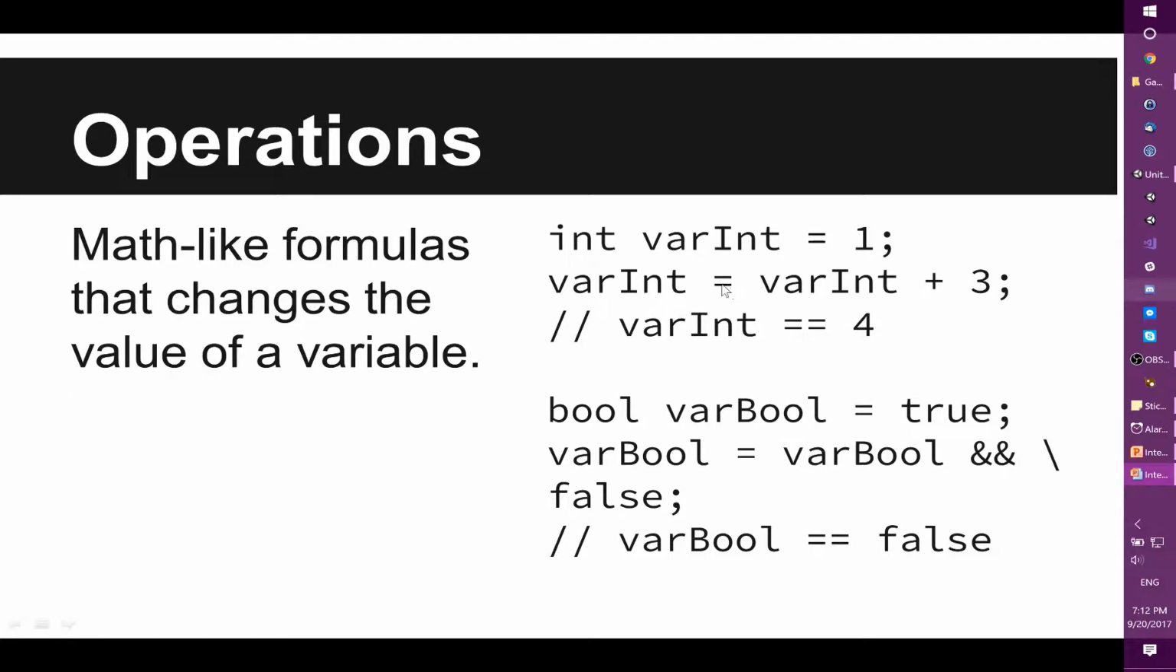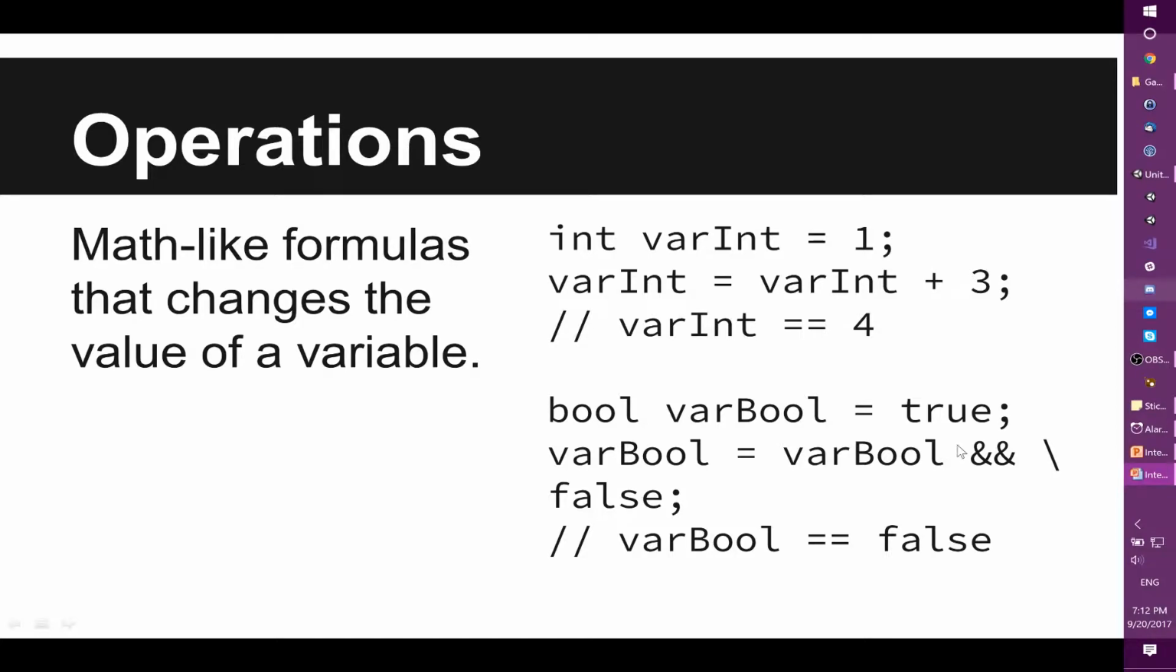By the way, single equals stands for set. As this comment demonstrates, double equals stands for compare. So in this case, we're checking to see if var int is actually 4 or not. If it is, this operation will return a true bool.